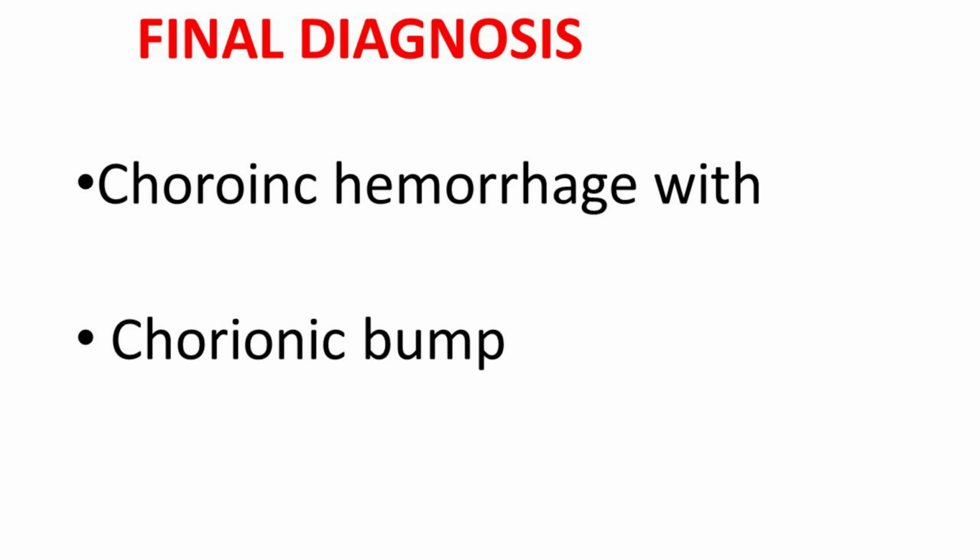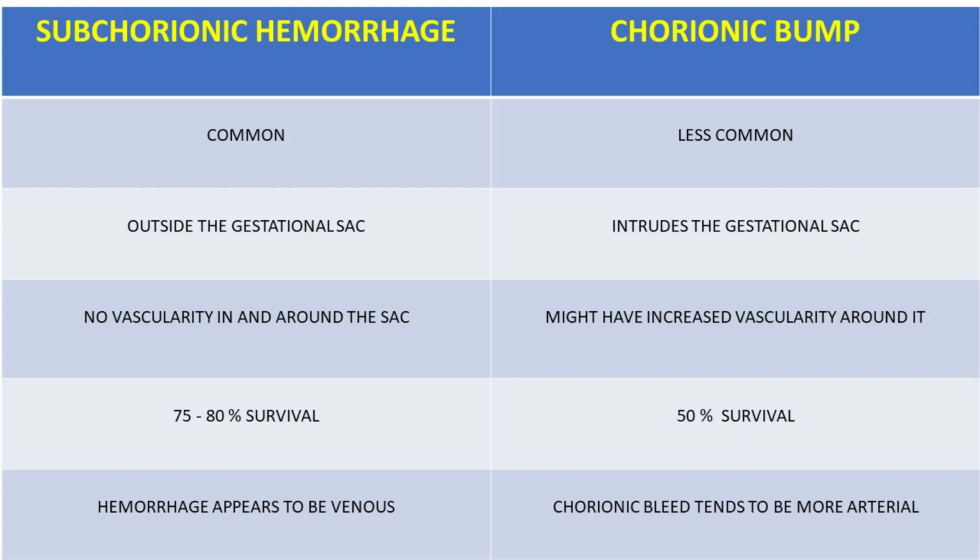Now you can go through the table which gives the differences between subchorionic hematoma, which is more common, and the chorionic bump, which is less common. The smaller ones of chorionic bump can be misinterpreted as echogenic yolk sac or partial molar change or demised embryo. But this one is larger. Even in the initial period, it was larger.